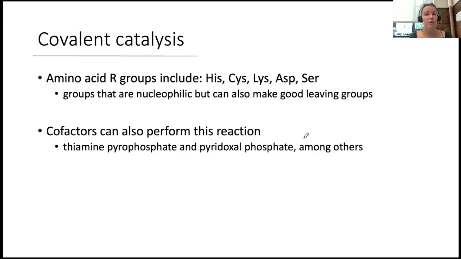What are some amino acids that we would expect to see performing this type of covalent catalysis? Well, histidine, cysteine, lysine, aspartate, and serine are reasonably nucleophilic and can form that transient covalent bond that then will be broken at the end of the mechanism and leave as a leaving group. Later in this class, we'll see examples of cofactors that also perform the same type of reaction: thiamine pyrophosphate, pyridoxal phosphate. Don't worry too much about that now, but know that cofactors also do this type of chemistry.